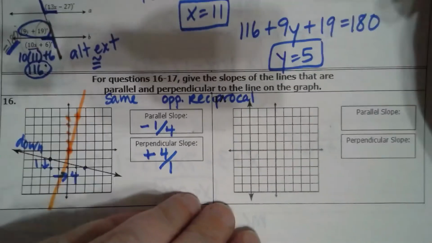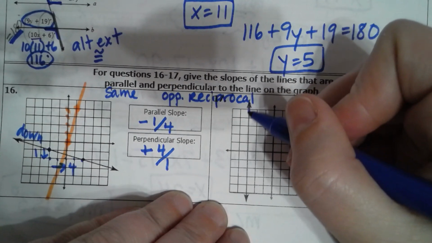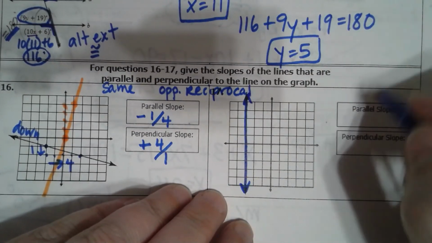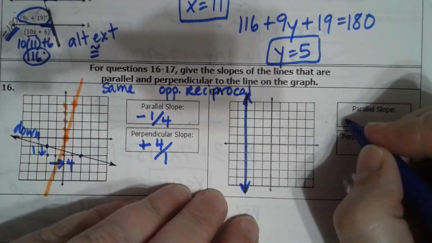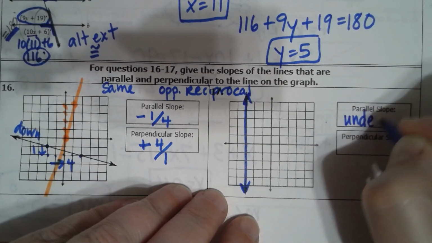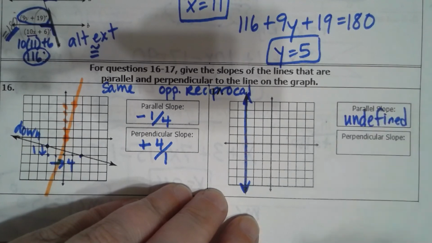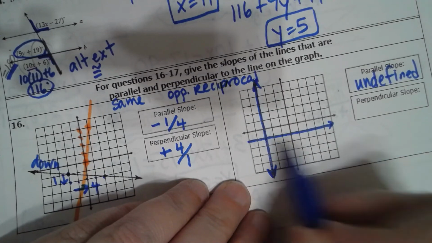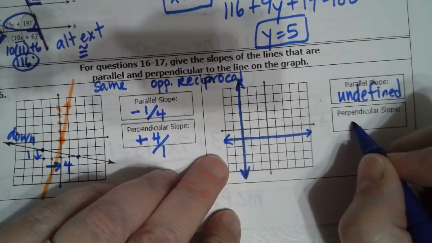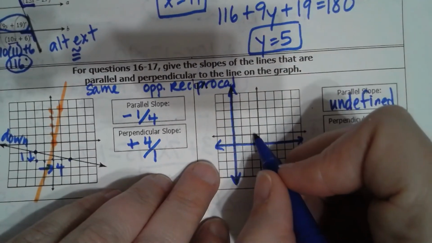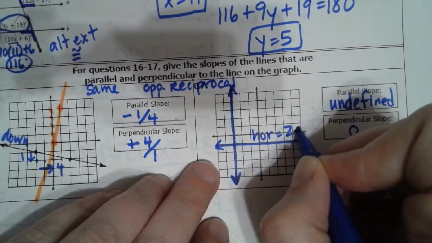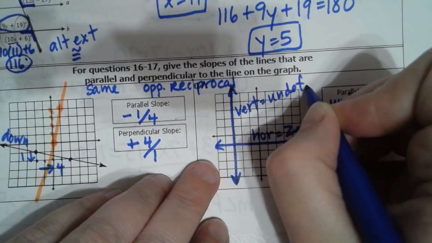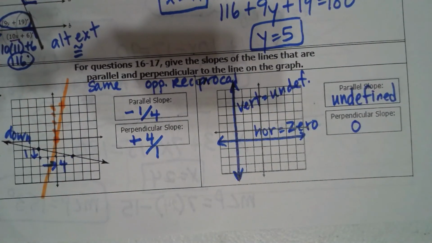Great. Okay. What's this? This line is a vertical line. A vertical line has no slope. This is undefined. And the perpendicular to it is going to be some sort of horizontal line, which has a slope of 0. Horizontal is 0, vertical is undefined. Every single time, never changes.